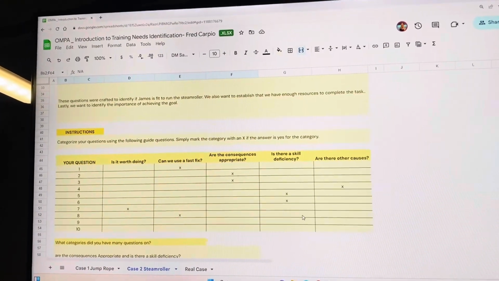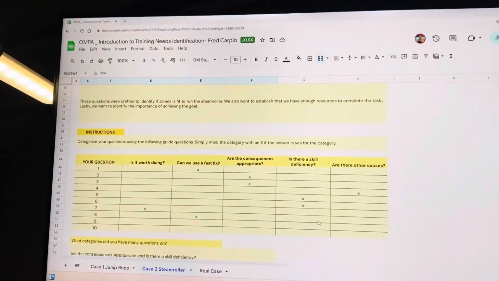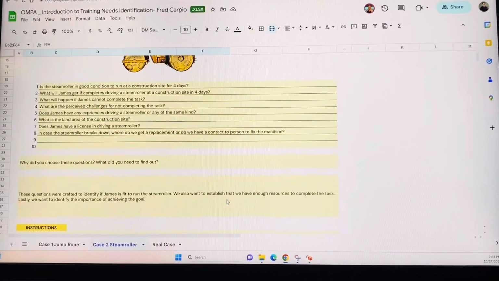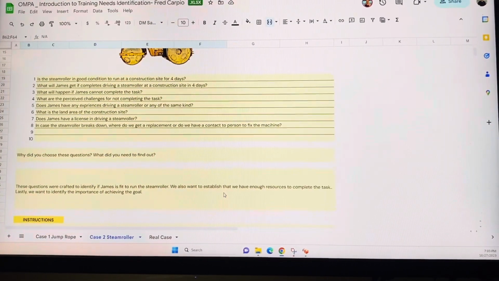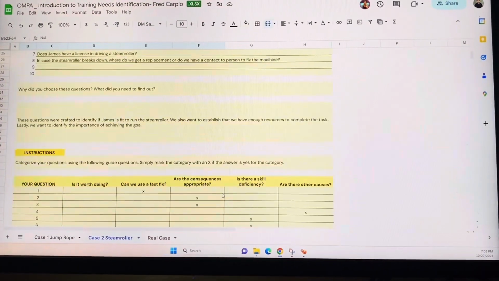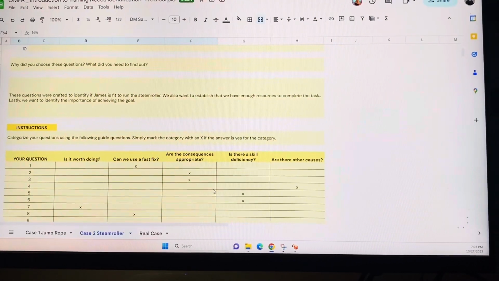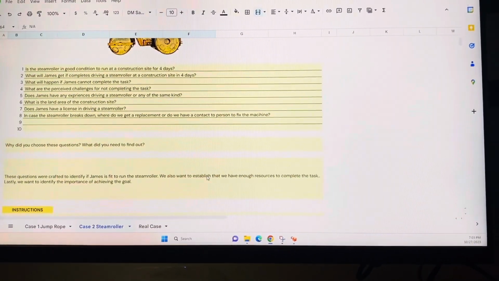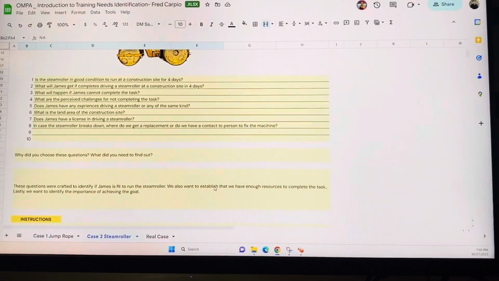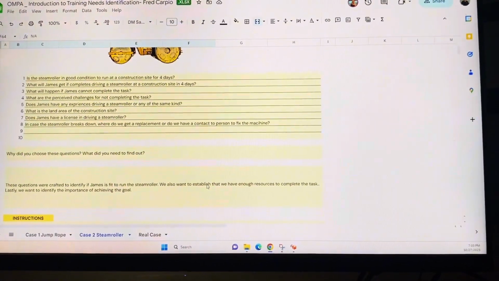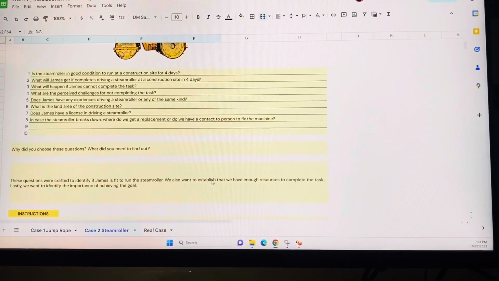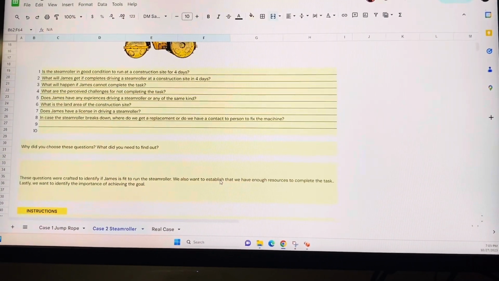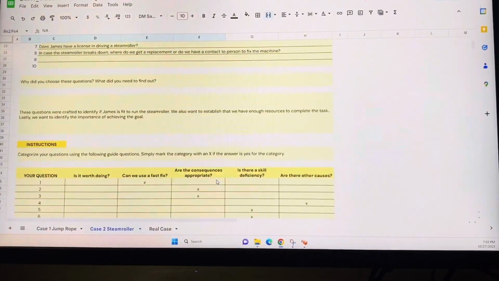So for the first question, can we use a fast fix? Definitely. The steamroller is in good condition to run at the construction site for 4 days. It's a yes or no question. And then, are the consequences appropriate? Definitely, because we want to identify the reward, or we want to know what will happen in case James finishes the task.